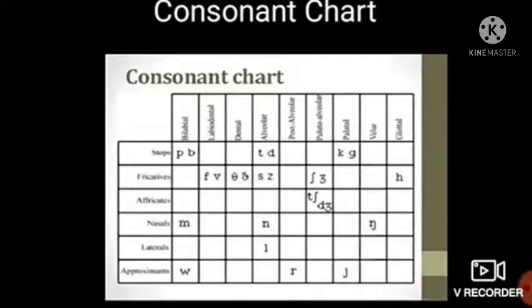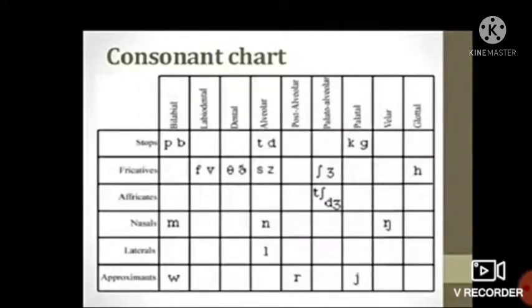Then the consonant chart. We can discuss the consonant chart in the following manner. The place of articulation is bilabial, labiodental, dental, alveolar, post-alveolar, palato-alveolar, palatal, velar, and glottal. Then the other side of this table is the manner of articulation: plosive, affricate, nasal, lateral, fricative, frictionless consonant, and semi-vowel.